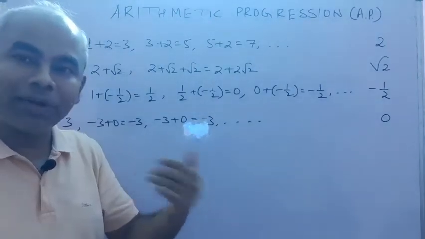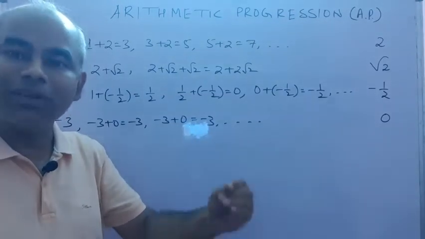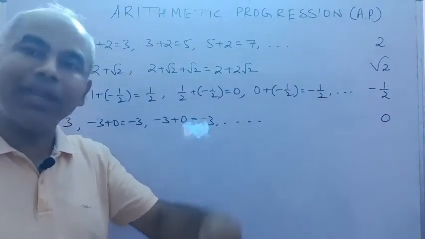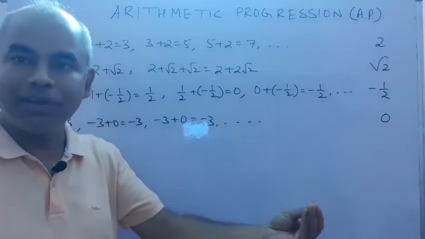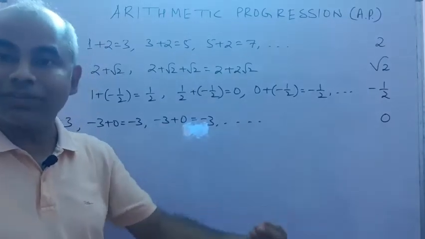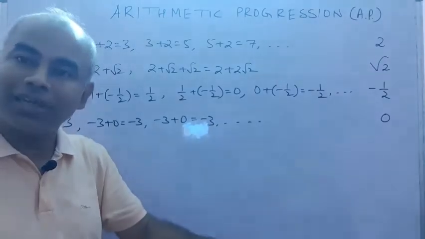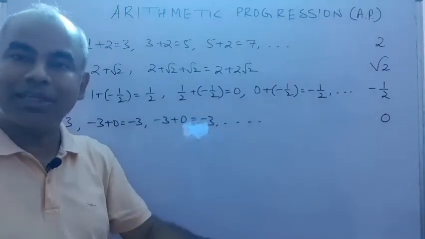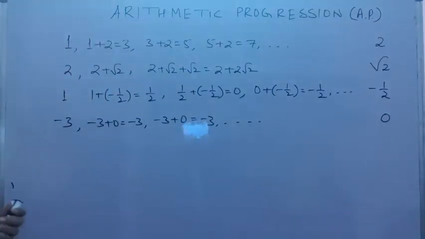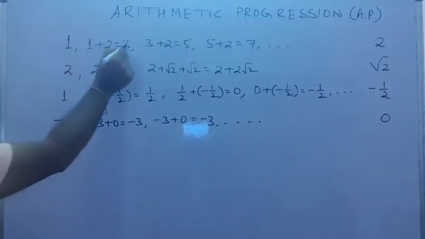So what is that order? What is that rule? Here we start with a number, and to get the next number we add a particular constant. Whatever the second number I get, with the second number again I add the same constant to get the third number. With the third number again I add the same constant to get the fourth number. The constant which I add can be 0, a positive integer, a negative integer, a fraction, an irrational number, any real number. Okay, clear?